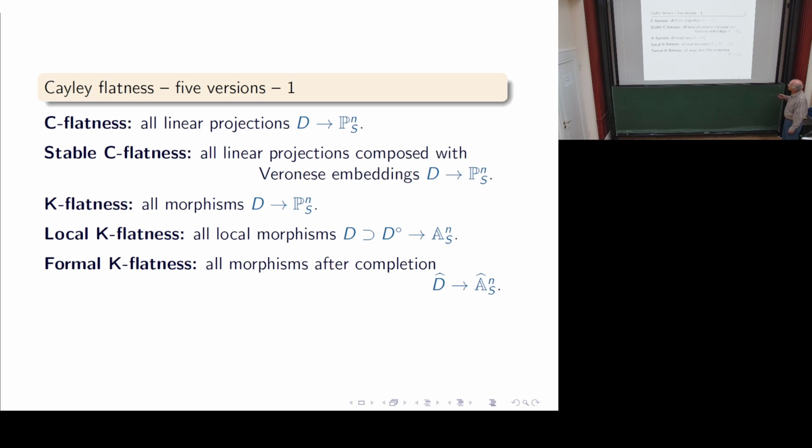Actually, this is probably even better: the local K-flatness, where instead of mapping to P^N, I just take some open sets and map them to A^N. And then of course we would like these notions to be formal local, so that I want all morphisms after their completion. Probably the last one is the most powerful. But okay, the conjecture is that these are all equivalent.